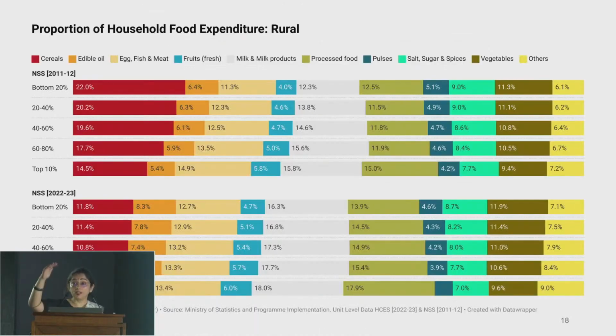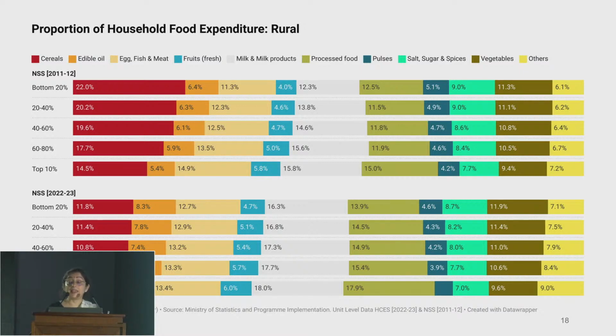Now, if we look at the decomposition, the top 5 bars are for 10 years back, 2011-12, the bottom 5 bars are for this most recent round, and the red bars are cereals. Are you seeing that cereal proportion is decreasing, not on average on the whole, but across quintile groups? You're seeing that for the poorest to the richest, every consumption class in India is now spending significantly less on cereals.